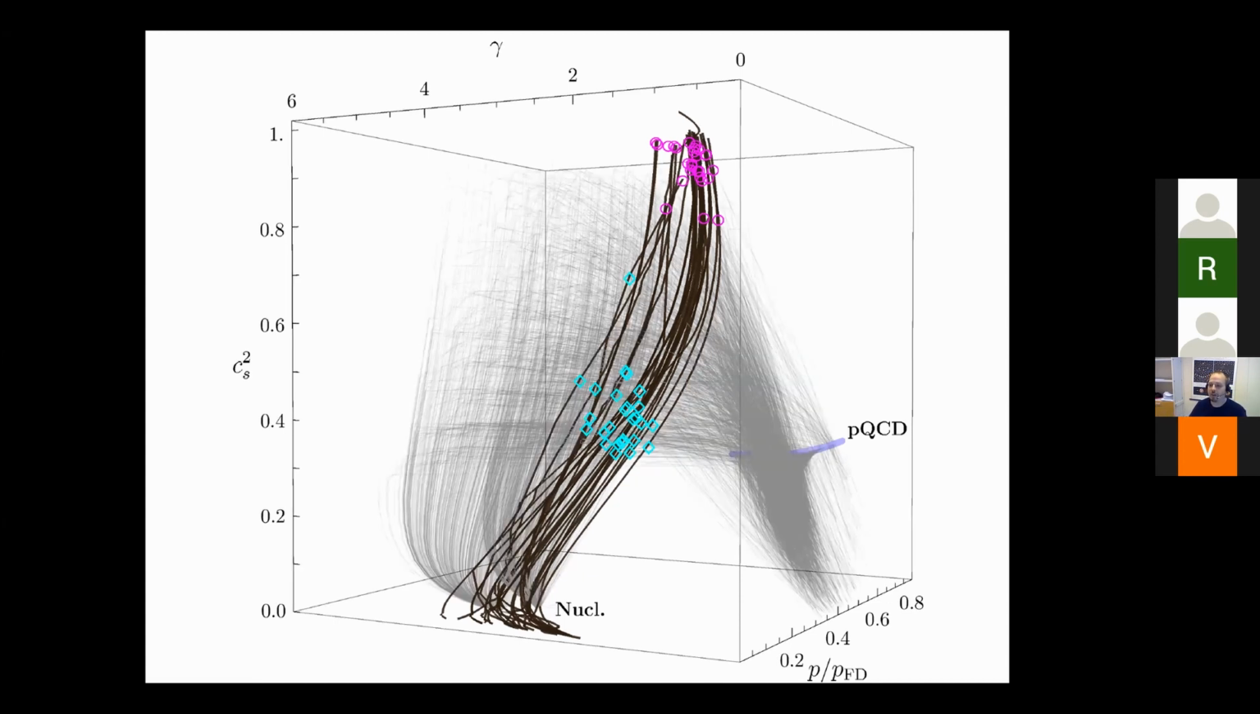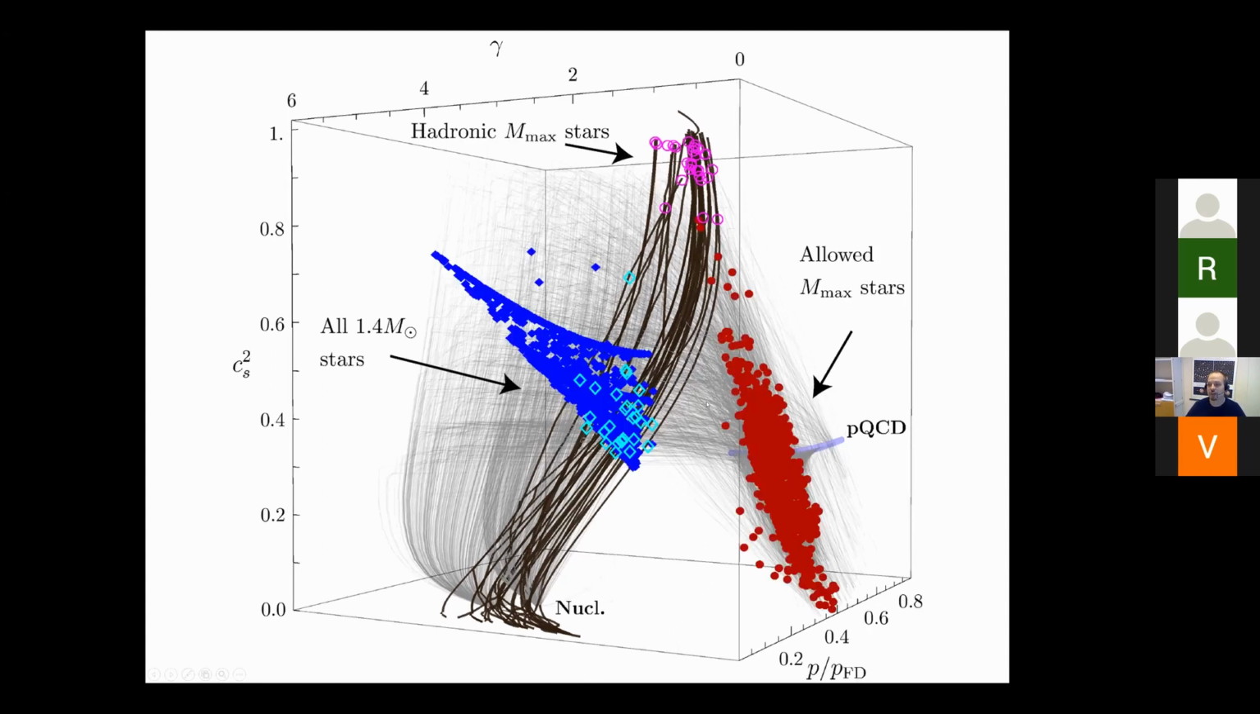Now, if we add here our interpolated equations of state as these thin gray lines, we see that some of them clearly follow these nuclear theory curves quite a long way, but then eventually they all end up at this PQCD limit. But what is even more interesting is where do the centers of 1.4 solar mass stars and maximal mass neutron stars lie?